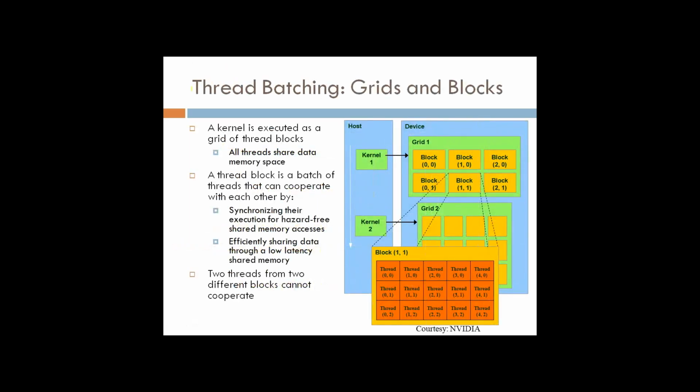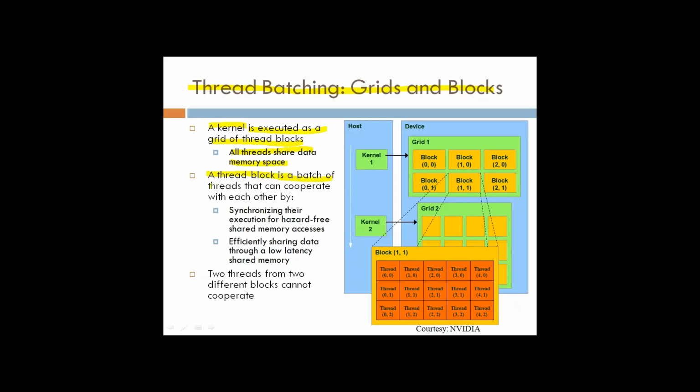Now, again, we come back to thread batching, or grouping into grids and blocks. As we have discussed, our kernel is basically our parallel function, which has to be executed on the device, that is, on the GPU. A kernel is executed as a grid of thread blocks. All the threads share the data memory space.